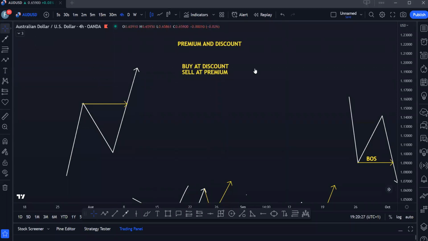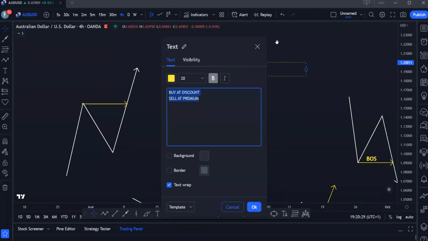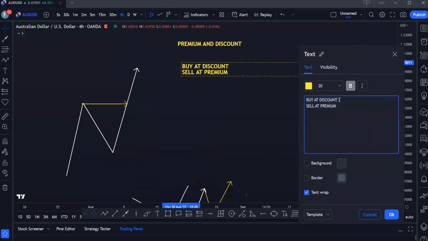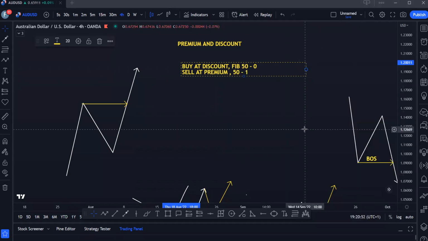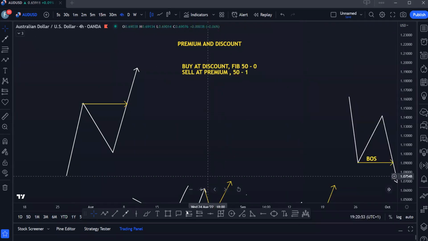What can help you understand the discount zone is anywhere 50% and below, via the Fib level. Fib level 50 to anywhere below 50 is discount. Premium is 50 to 1. Anywhere above 50% on the Fibonacci is premium.